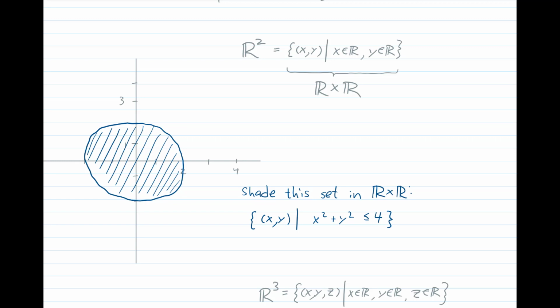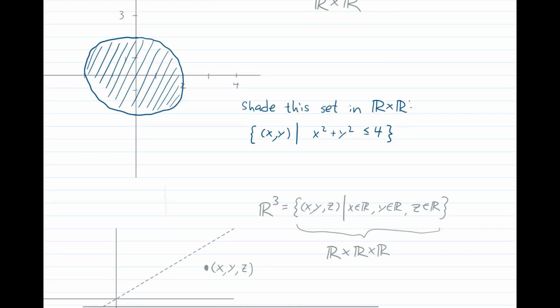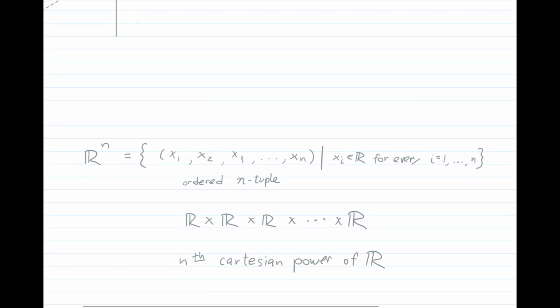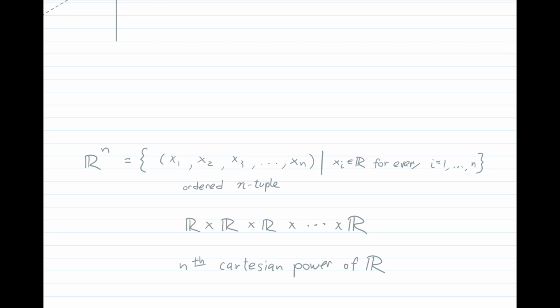Technically, that could be called the second Cartesian power of R. Okay? The Cartesian product of R with itself is the second Cartesian power of R. The triple Cartesian product of R with itself is called the third Cartesian power of R. And this one down here, where you take R n times and form the Cartesian product of those, that's called the nth Cartesian power of R.